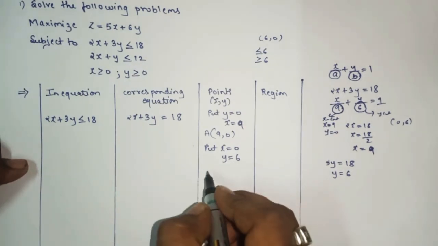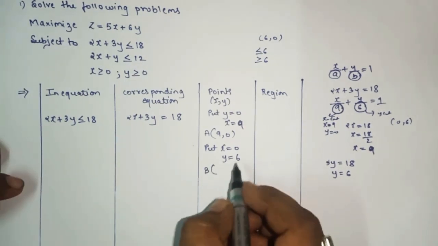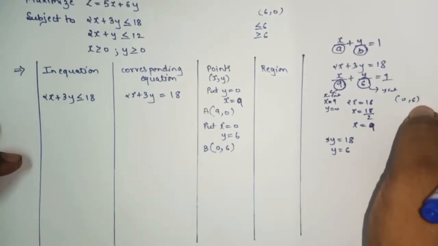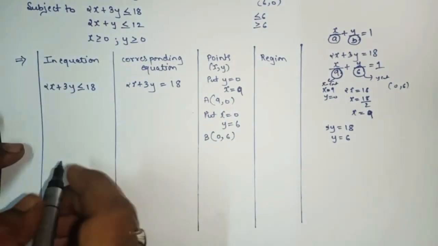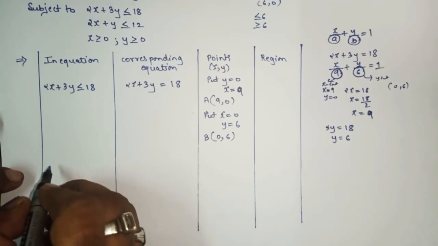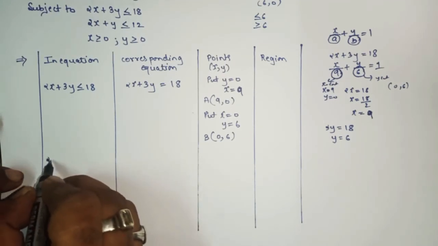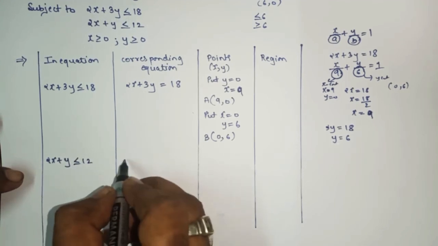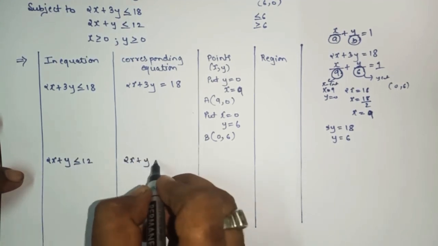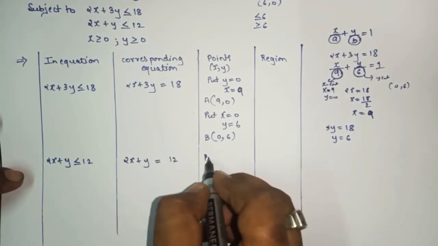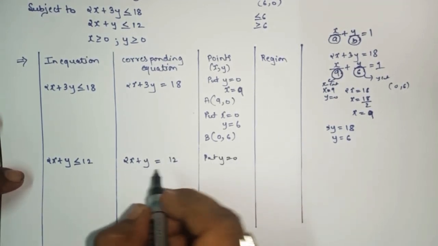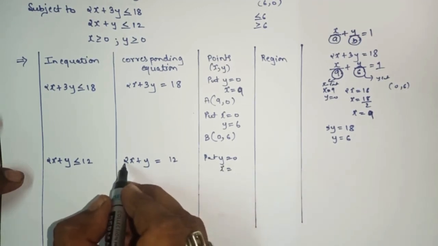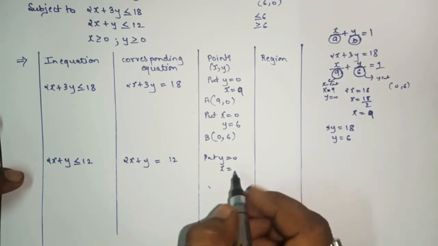Okay, so here we got the second point b. First we'll write x, then y. After that we'll see the second one. Second one is what? 2x plus y less than equal to 12. So we'll convert this into an equation. We'll put first y equal to 0. If y equal to 0, that means x will be what? Straight away clearly we can see that this 2 will come down, so 6.